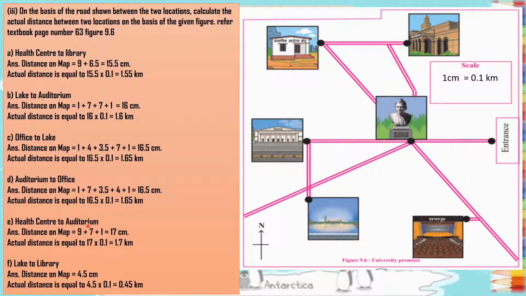Then health center to auditorium. Health center is again here and auditorium is here. So this is 9 centimeter, this one full 9 plus 7 and plus 1. So that is 17 centimeter. And actual distance is equal to 17 into 0.1, we get 1.7 kilometers. Last one is lake to library. This one, lake to library. So we need to measure this. This one is 4.5 centimeter. So 4.5 into 0.1, we get 0.45 kilometer.